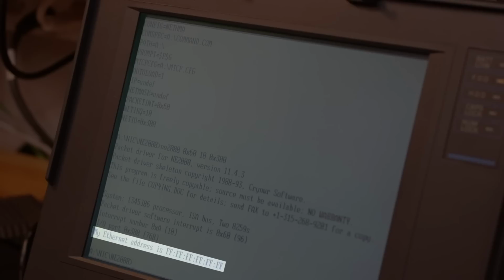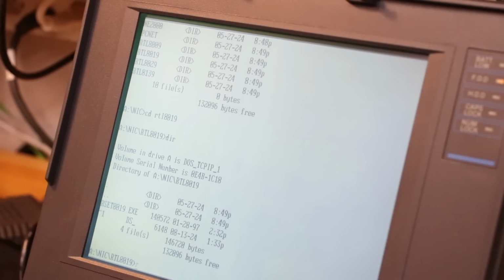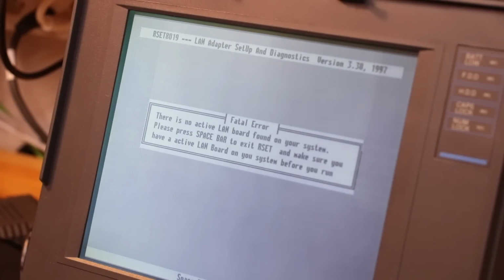It reports all FFs for the MAC address. Now, the all FFs MAC address is the broadcast MAC address and the network card should never use this one. It's a good indicator something is wrong with this one, possibly a broken EPROM. As I had included the config and diagnostic tools on my floppies, RSET8019 in this example, I wondered what it would report. But apparently it would always report not finding a suitable network card, and this wouldn't change no matter what configuration mode I tried for this NIC.